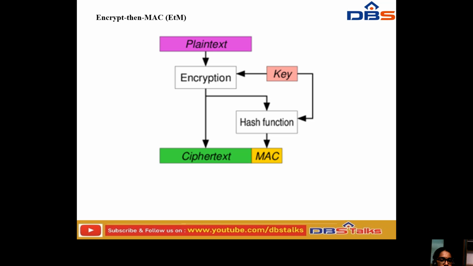Here, first you are taking the plain text from the sender side, and you are encrypting that data with some key generated by the hash function. So after performing the encryption, the plain text is converted into the ciphertext. Based upon that, we are going to provide the MAC.